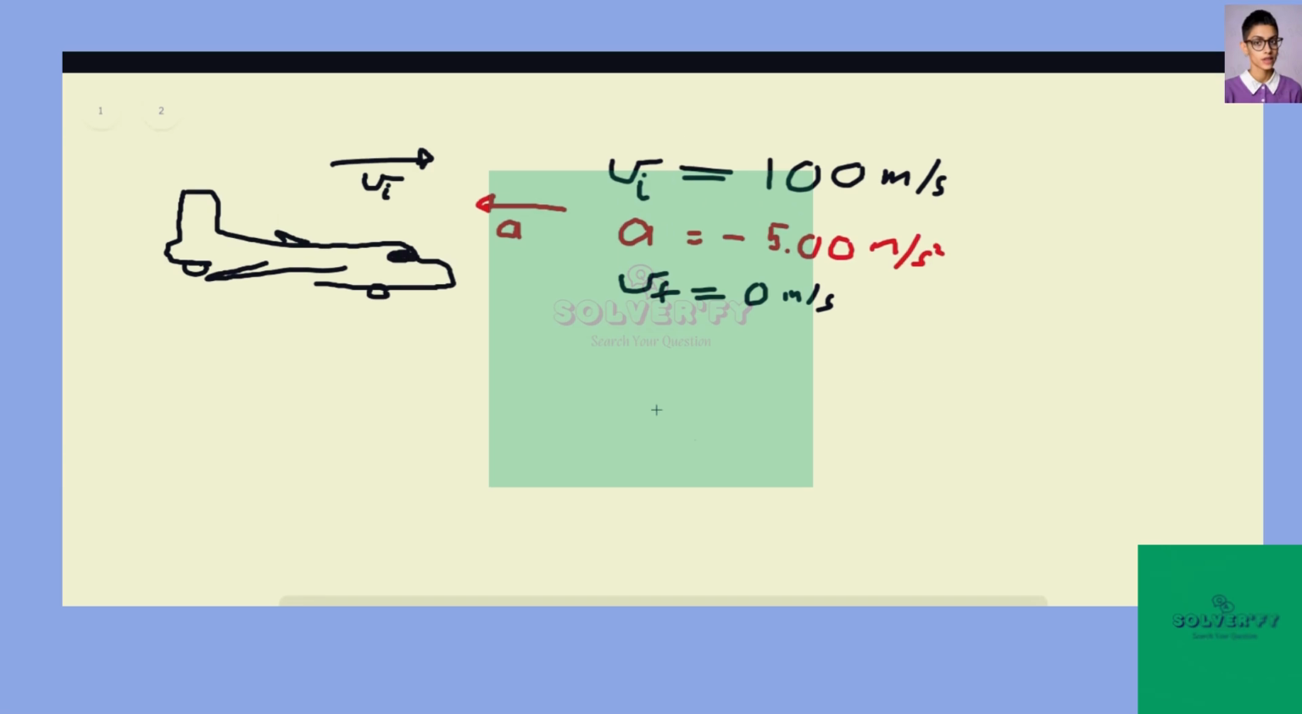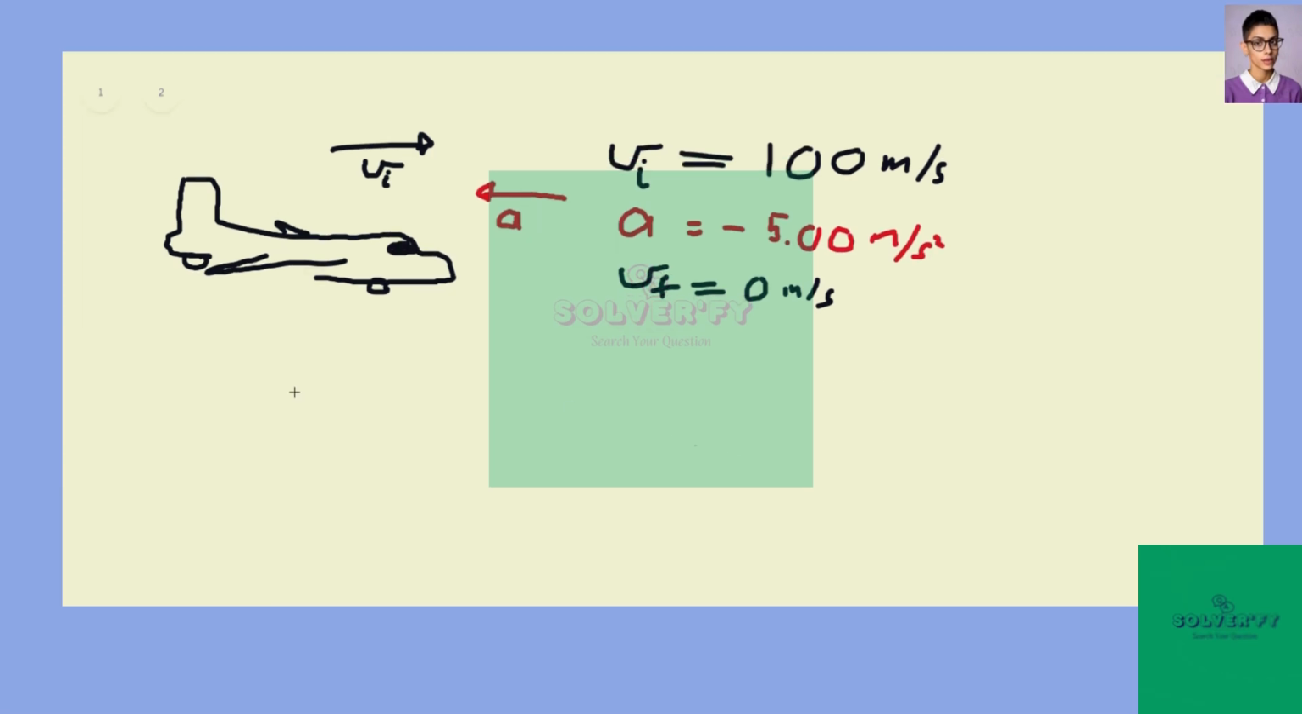Hi everyone, today we're going to solve problem 24 of chapter 2 of the 8th edition of Survey and Jet. So the question is asking us to find the minimum amount of time t it takes for the fighter jet landing on an aircraft carrier to come to a complete stop.